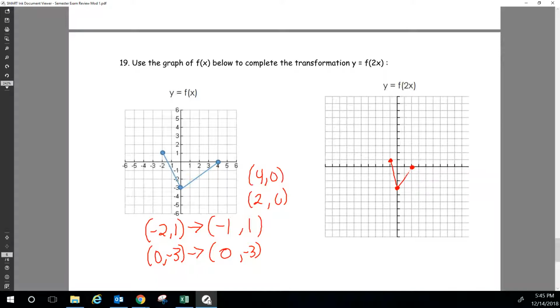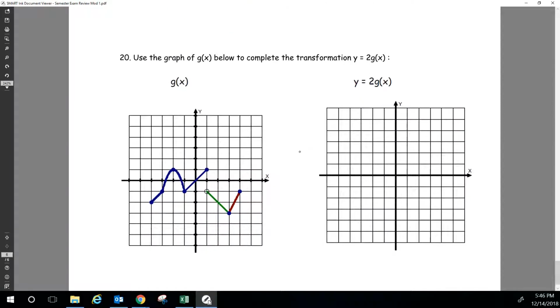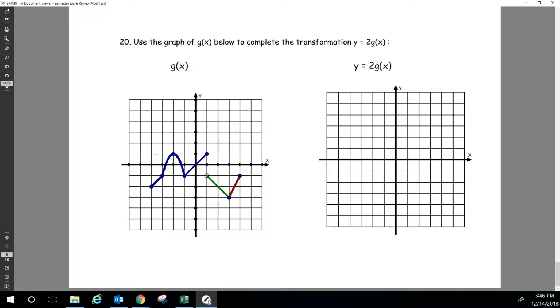And so this would be our new graph. Notice it took this big fat graph here and it squished it in towards the y-axis by a factor of 2. All right. Number 20, use the graph of g of x below to complete the transformation 2 times g of x.